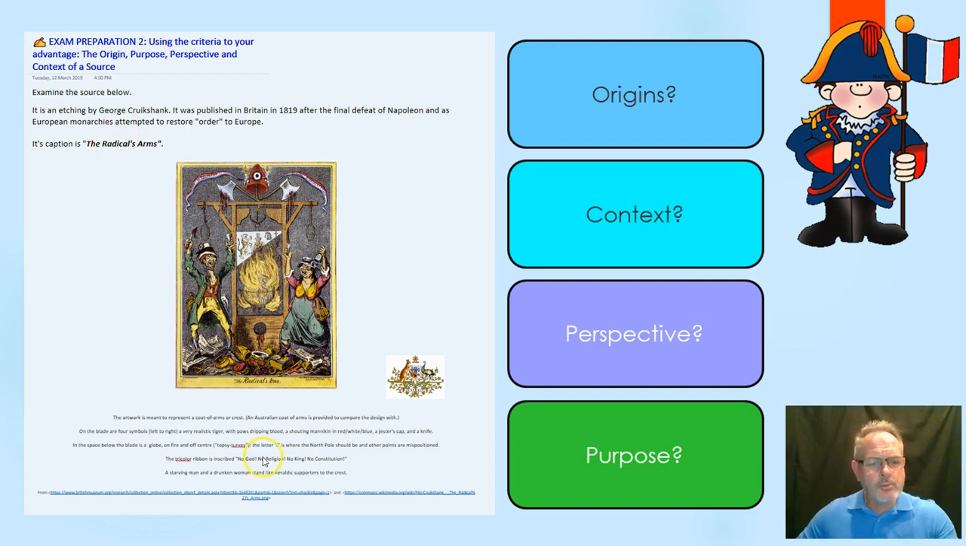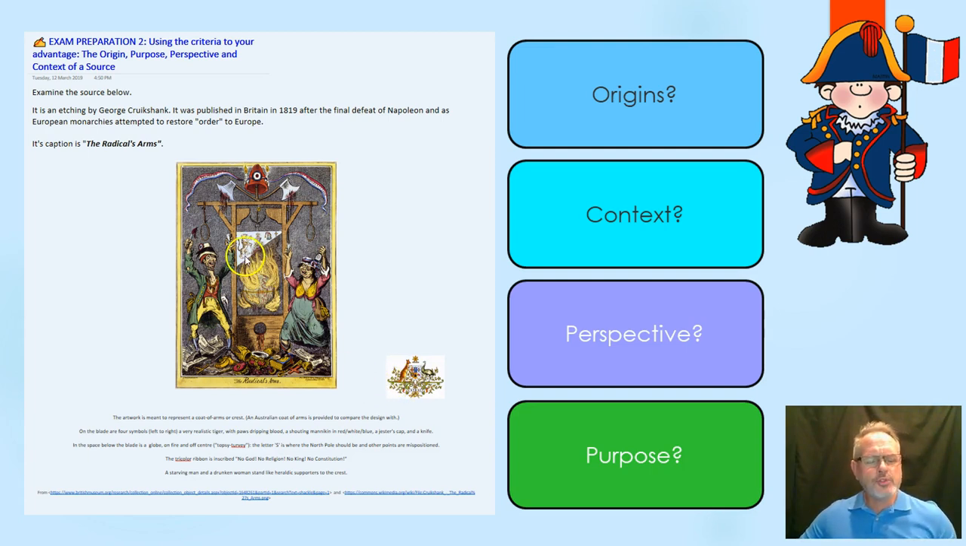Caption is the radical arms. There's the caption here. And we've also got further information down here that explains it. So the teachers have been pretty good for us. It says this artwork's meant to represent a coat of arms, a bit like the Australian coat of arms. They've even given you one next to it.